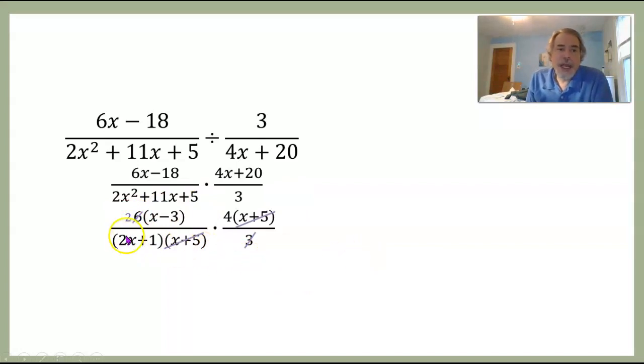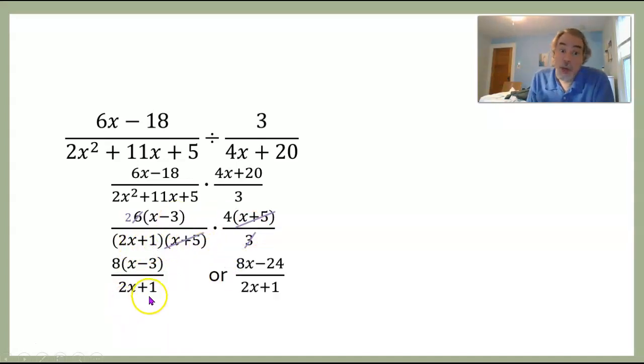So what we have left on top is 2 times 4, which is 8, times x minus 3. What we have left on the bottom is 2x plus 1. And you can leave it like this, or you can multiply through by the 8 and say it's 8x minus 24 over 2x plus 1.